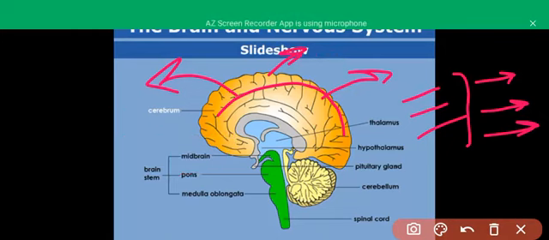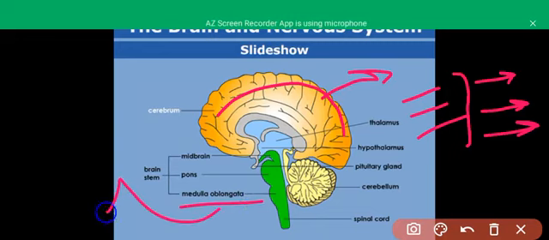And then there is our hindbrain, which consists of the cerebellum, medulla oblongata, and pons. Above is the pons, below it is the medulla oblongata, and behind is our cerebellum. Their locations are also very important. Then what about the medulla oblongata? It is involved in many automatic functions like breathing, heart rate, swallowing, etc.